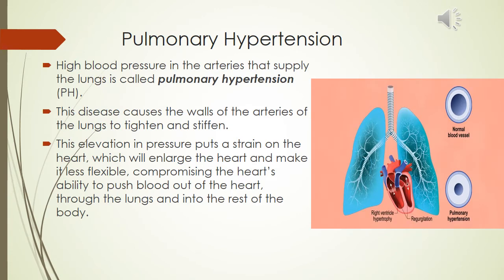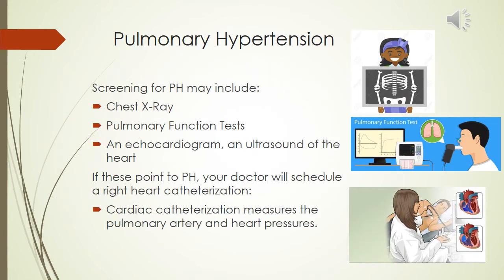High blood pressure in the arteries that supply the lungs is called pulmonary hypertension. This disease causes the walls of the arteries of the lungs to tighten and stiffen. Screening for pulmonary hypertension may include a chest x-ray, pulmonary function test, an echocardiogram or an ultrasound of the heart. If these point to pulmonary hypertension, your physician will schedule a right heart catheterization. A cardiac catheterization measures the pulmonary artery and heart pressures.